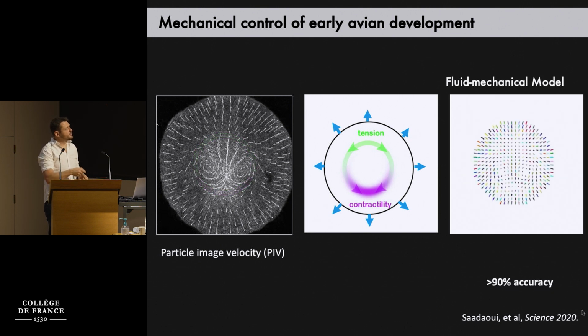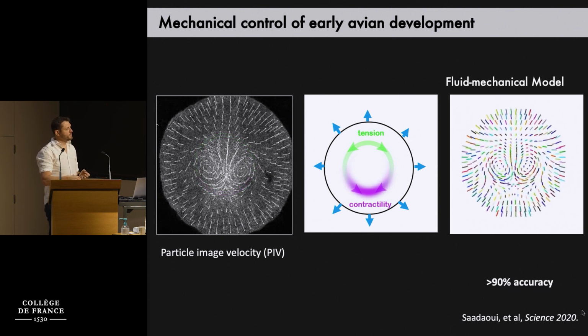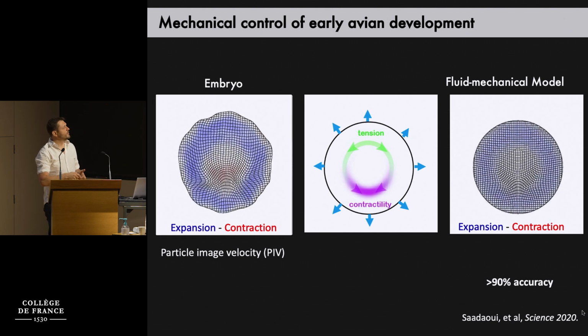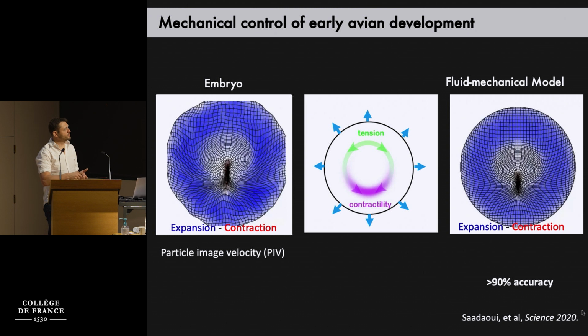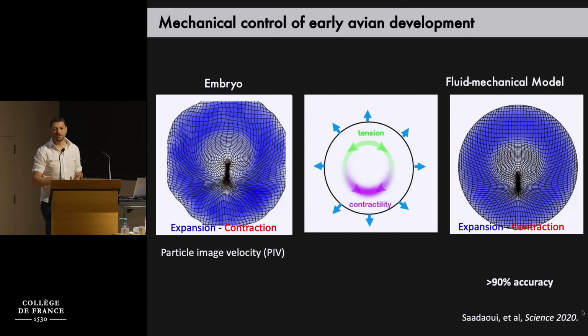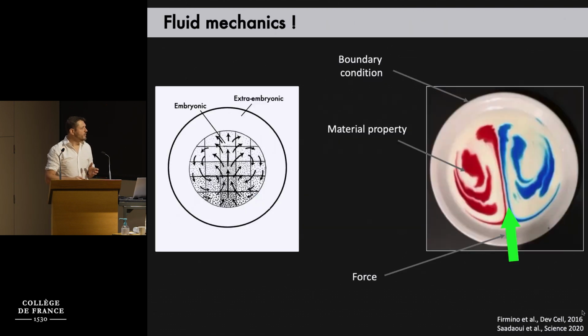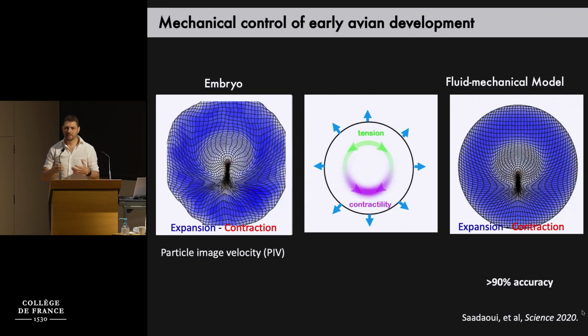And when Francis put this set of forces in a fluid mechanical model, he could replicate the tissue flows but also the deformation, so the expansion and the contraction, with an accuracy of 90% when we compare the model to the embryo. So the reason why I'm saying that the model is quantitative, it's 90%, it's because we think the system is in 2D, it's very simple, and we think we have identified the mechanical properties and the forces that actually drive the entire process very accurately.